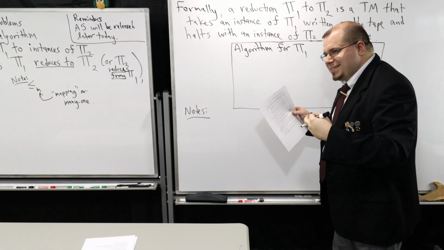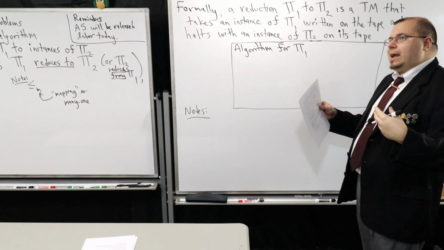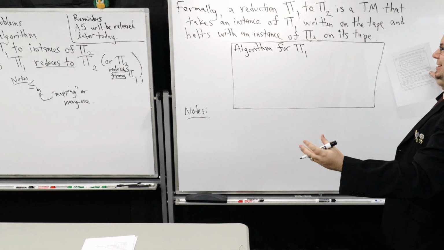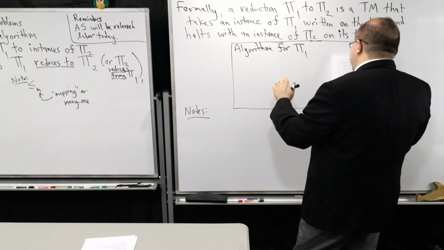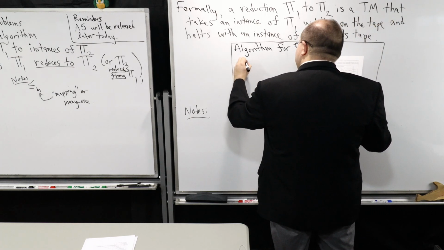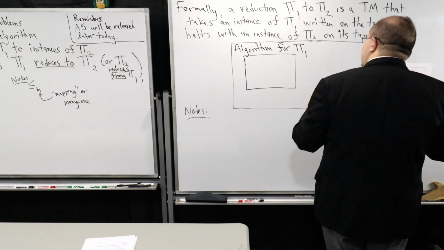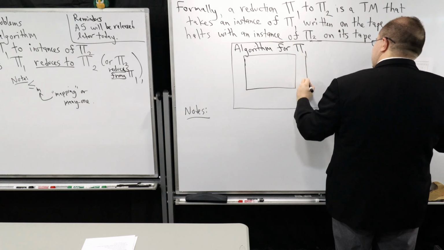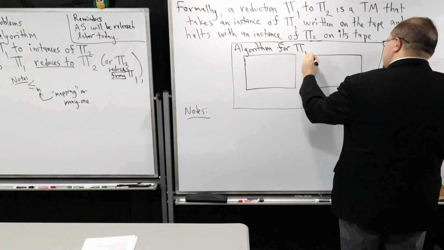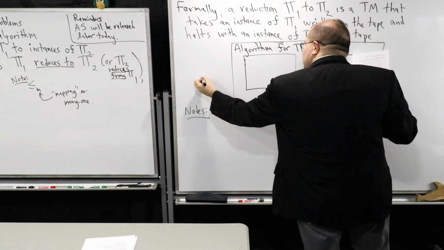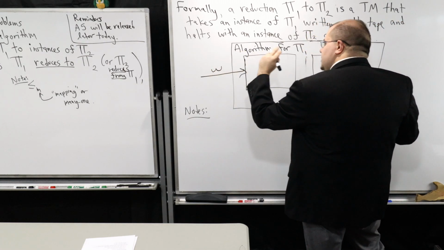Now I must stress that it's important to get the direction of the reductions correct. It's very easy, and heck, it even happens to me sometimes, where you get the reduction backwards. So please keep this picture in mind when we're working through these things. I'm going to show you how I can design an algorithm for pi 1. Here's the idea. Let me make a little bit more room in between here. So my algorithm, of course, takes an input W.